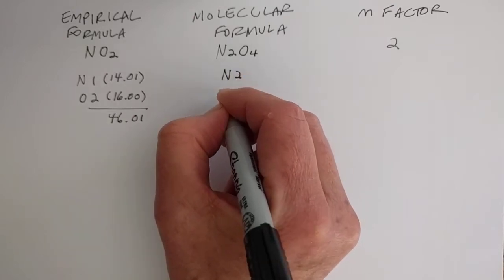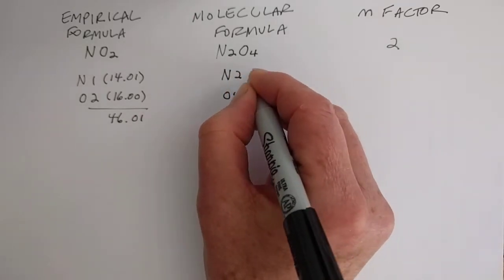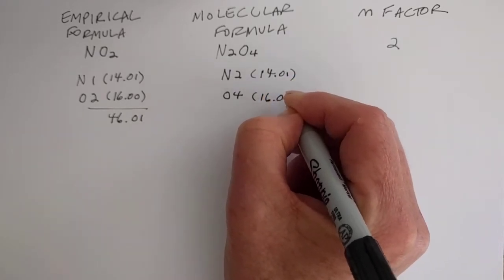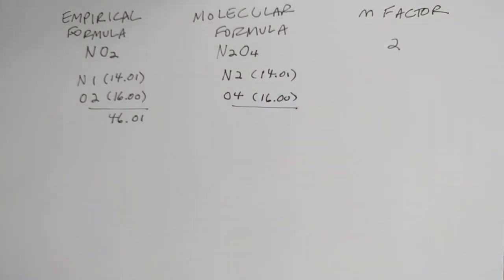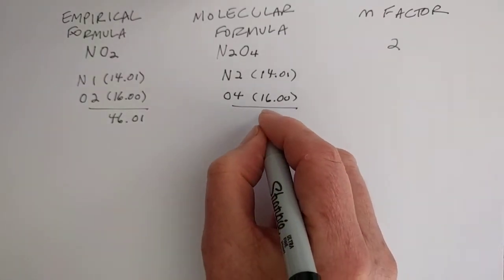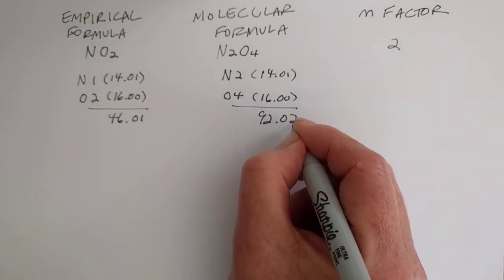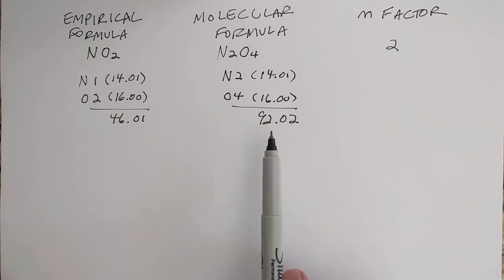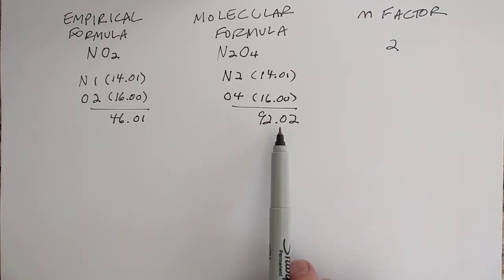Okay, now we're going to do the same thing with N2O4. So we have 2 nitrogens and we have 4 oxygens, 14.01 and 16.00. So we do the math and we get 92.02. And remember that if we have 1 molecule of dinitrogen tetroxide, it has a formula mass of 92.02 atomic mass units. If we have a mole of N2O4, then we have 92.02 grams in 1 mole.